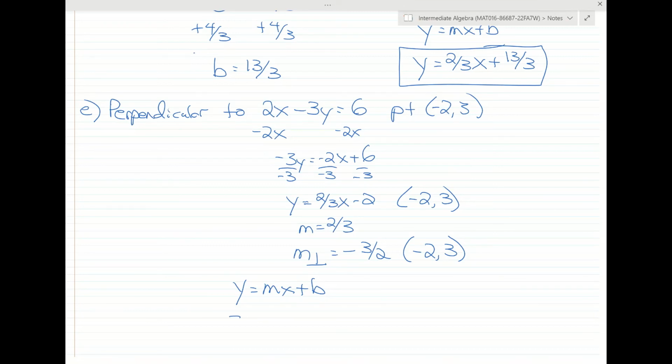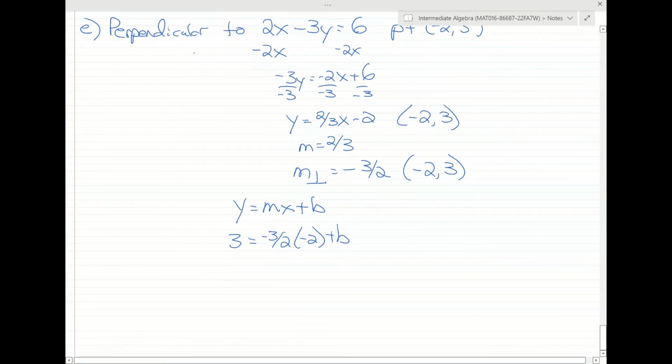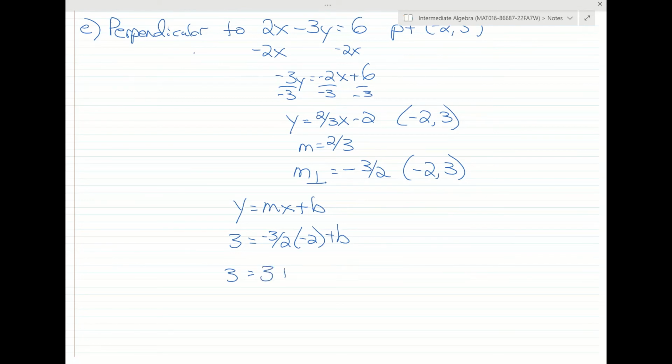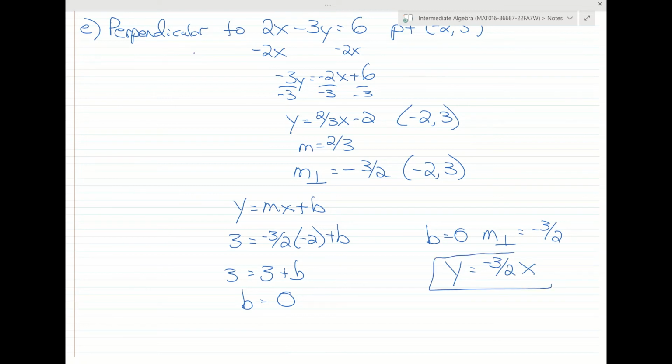So if y is 3, slope is -3/2, x is -2. It's the same idea as before. We're going to multiply here. This -3/2 times -2 is just +3. We just get b of 0. B is 0, and our slope is -3/2. We get y is equal to just negative 3 halves x. And there's no plus b because it's plus 0, which doesn't mean anything.